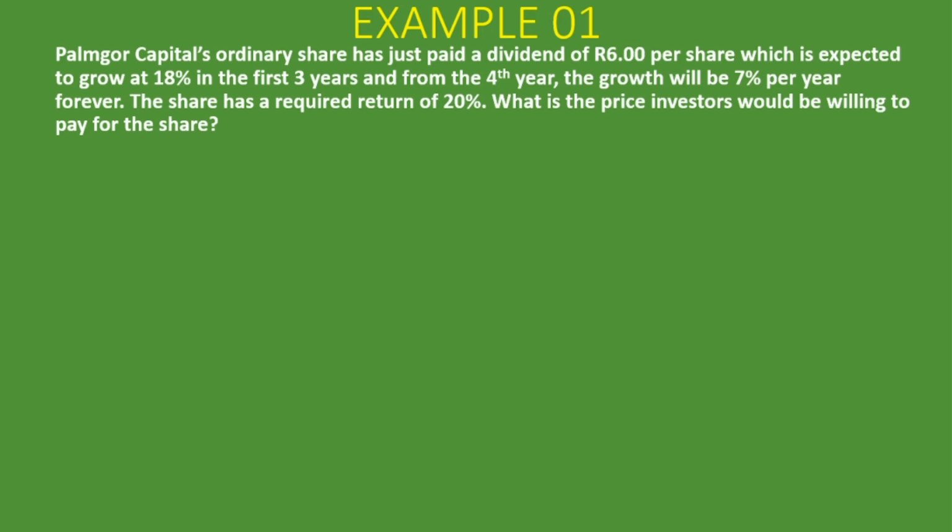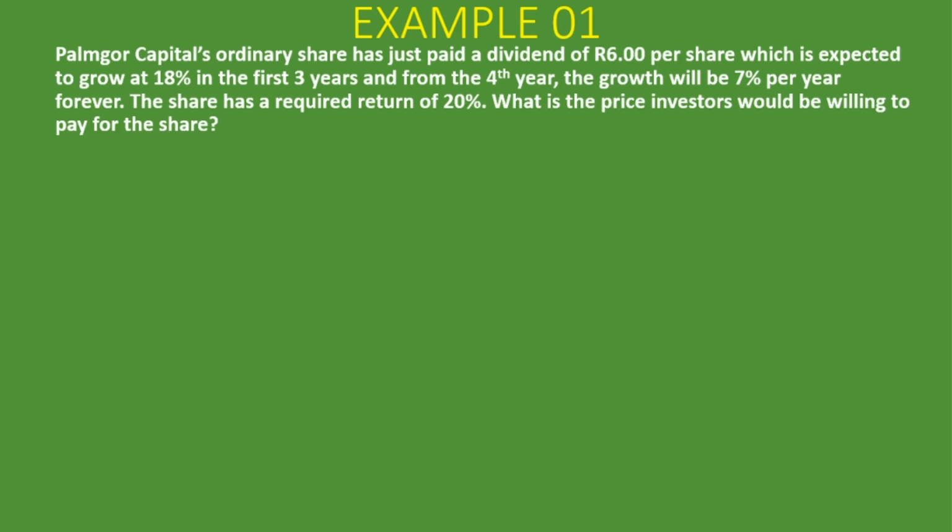We are told that Pamgo Capital's ordinary share has just paid a dividend of 6 Rand per share, which is expected to grow at 18% in the first 3 years, and from the fourth year, the growth will be 7% per year forever. The share has a required return of 20%. What is the price investors would be willing to pay for the share? Okay, so we have all the information that we need to calculate the price that investors would be willing to pay for the share, or the current market price of a share.